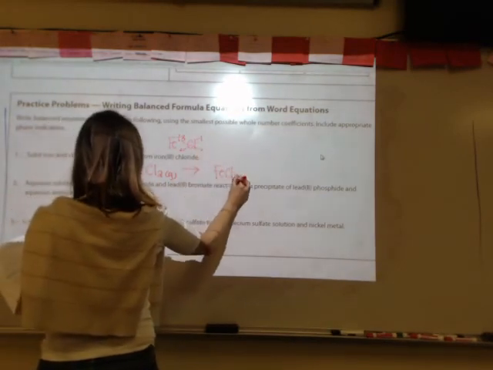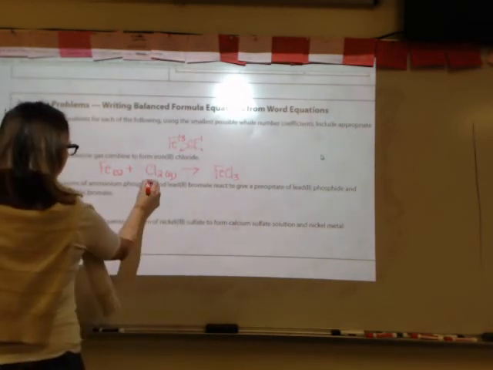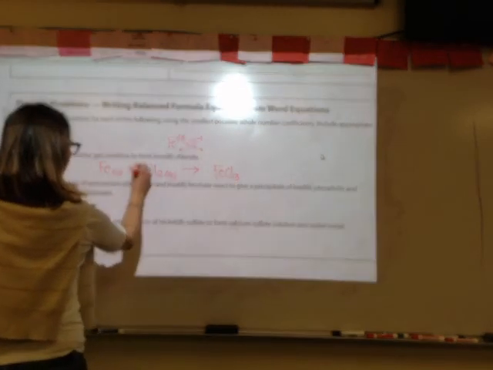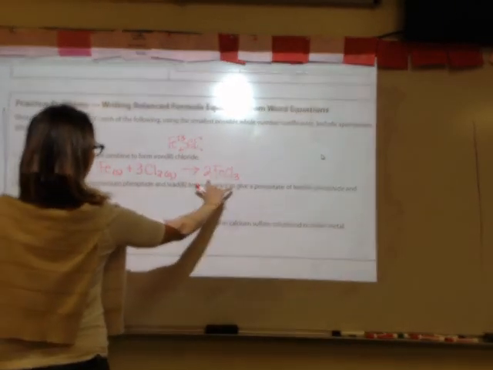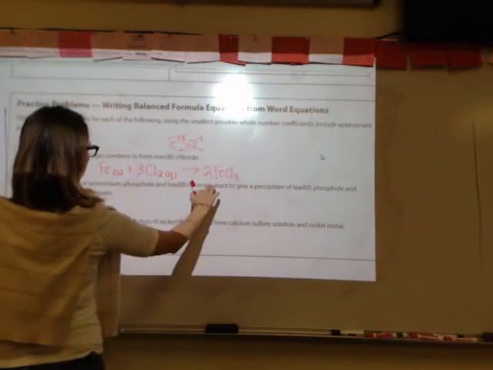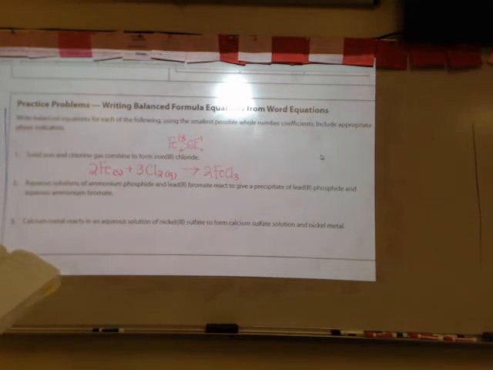So iron 3 chloride comes from crossing the charges. You get FeCl3. Now, if I need to balance this, I'm going to look at the chlorine. 2 and 3 are my subscripts. The lowest common multiple would be 6. So I would put a 3 in front of the Cl2 and a 2 in front of the FeCl3. Now I need to put a 2 in front of Fe, and that's my balanced equation.